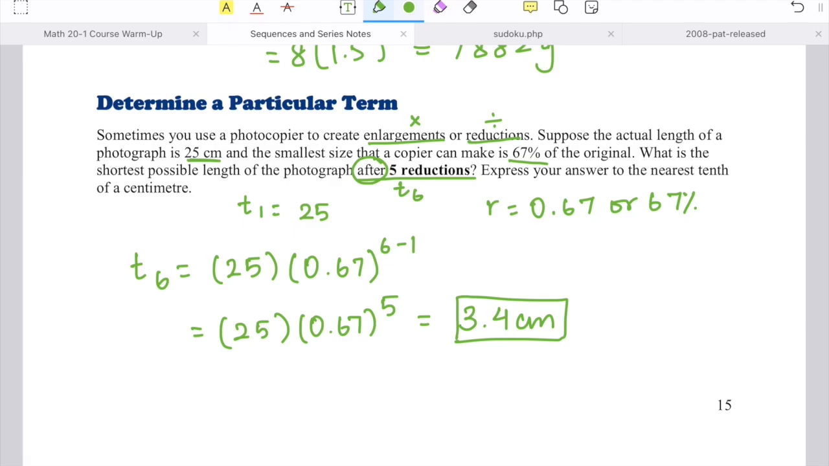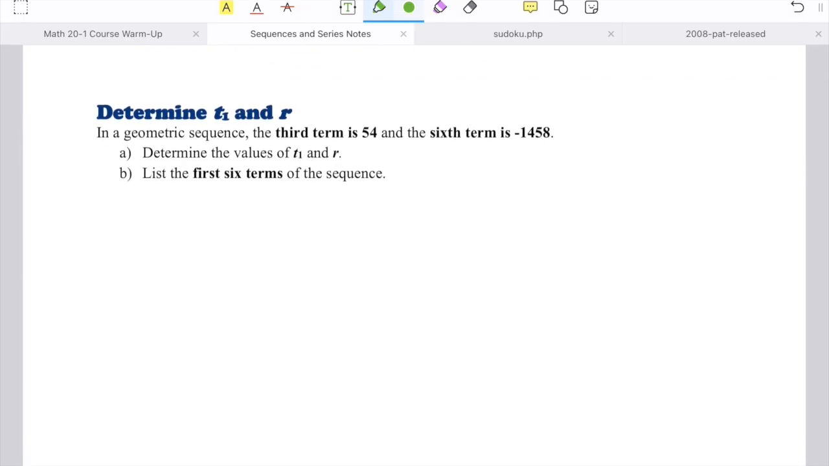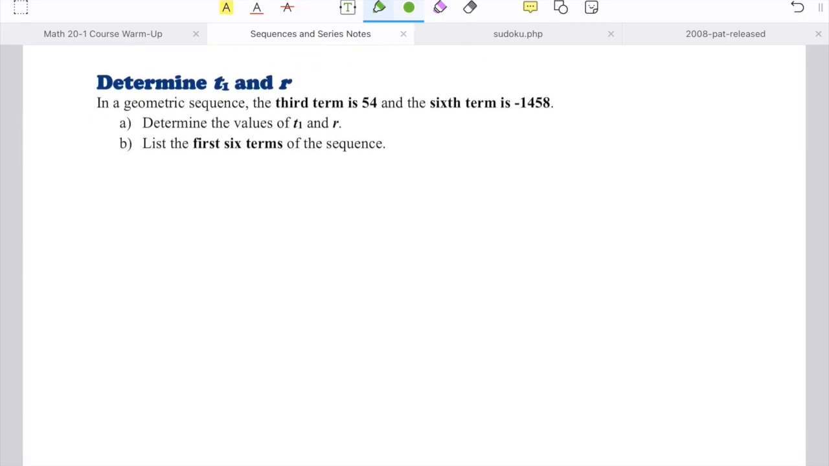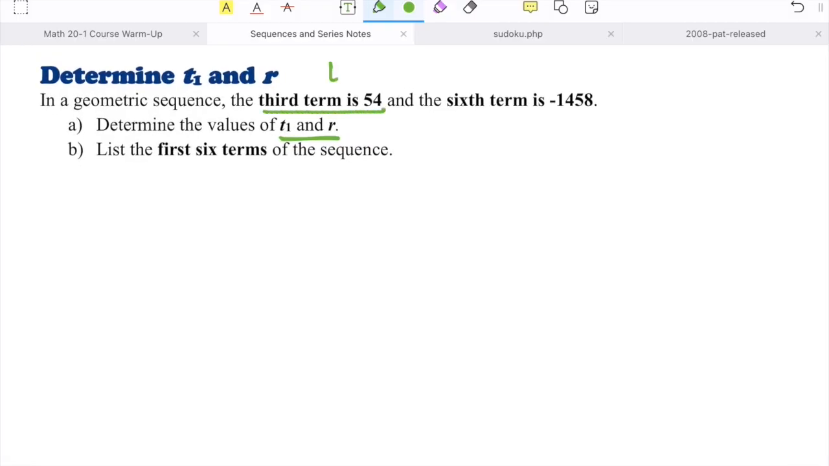Let's look at the third type of question. These are the questions you guys have been struggling with when it comes to arithmetic series or sequences as well. So you need to find T1 and r this time. You're given the third term is 54 and term 6 is negative 1458. So there are two ways you could do this question.